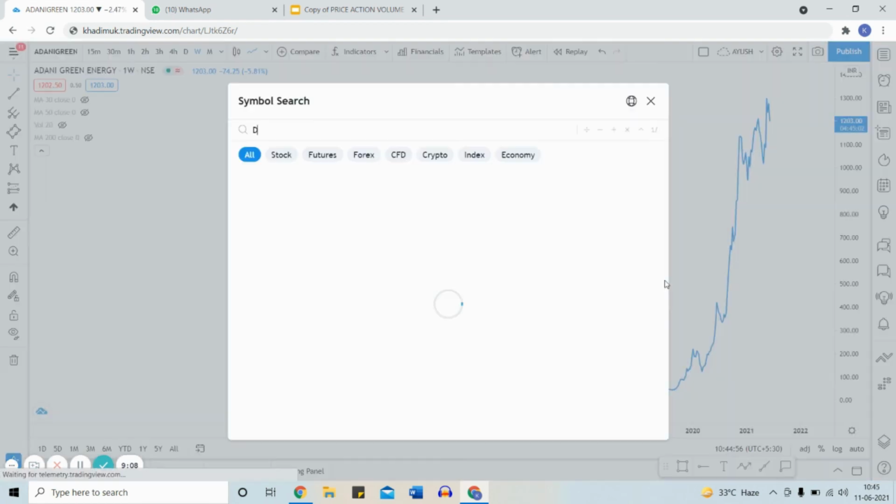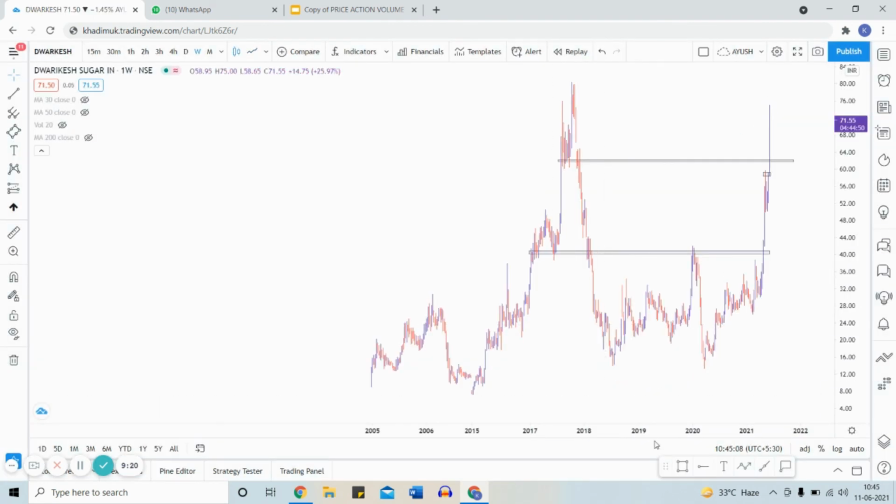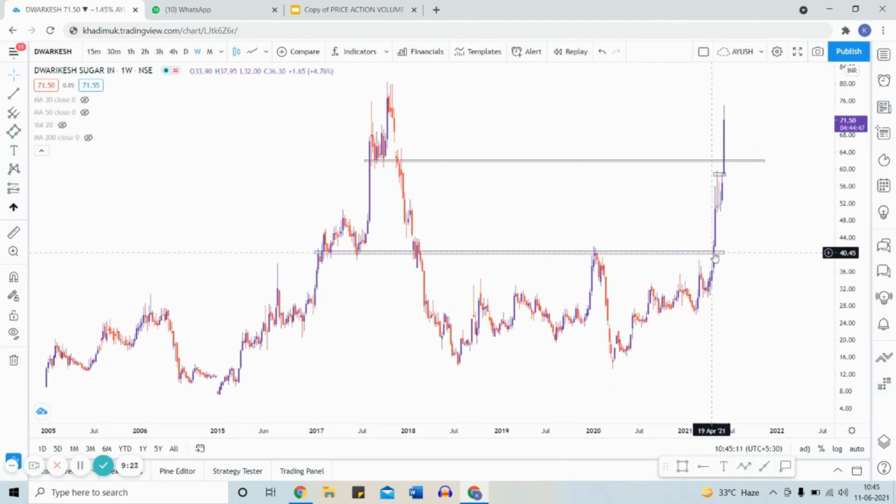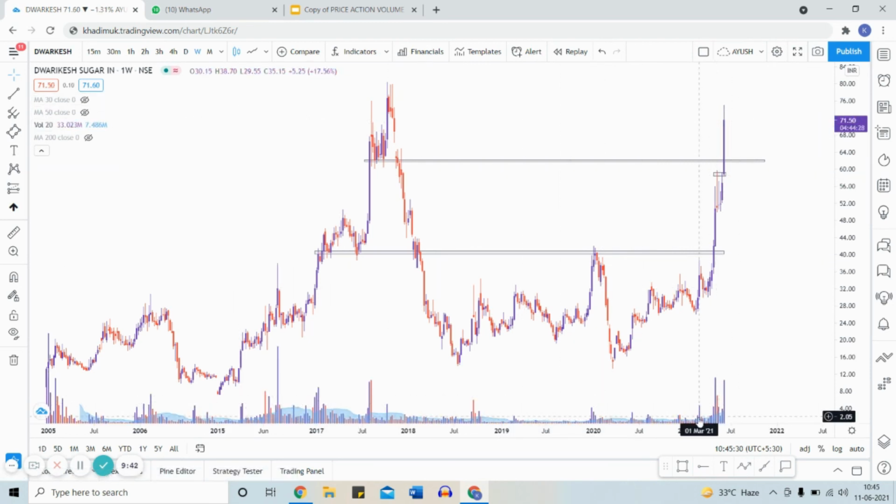In the last 3 months, a sugar stock has been running like hell. If we check this stock, you can see that it gave a breakout, and in the last 5 weeks, in a matter of 40 days, it gave approximately 70% return. It is basically the volumes, and if you see the volumes also, they were way above the average, and they were rising.